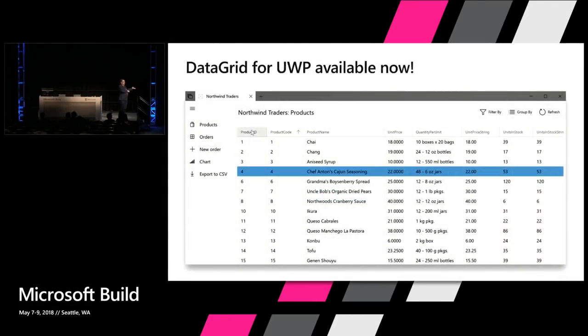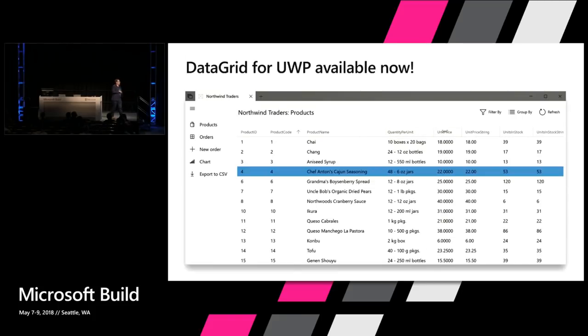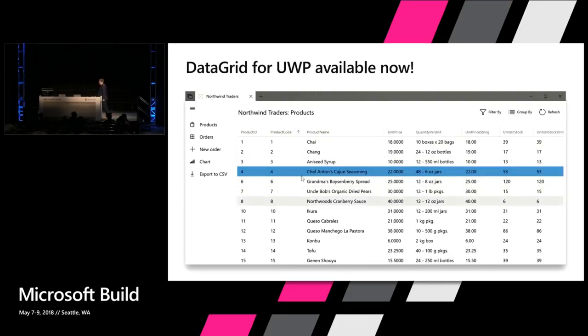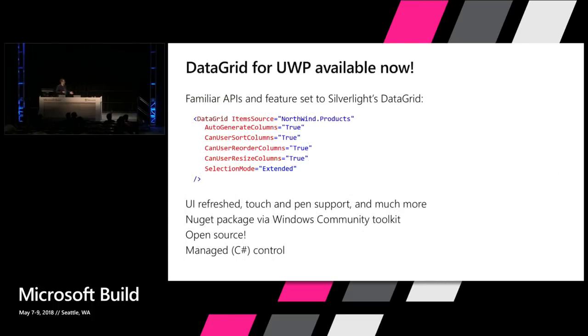And yes, we finally have a DataGrid for UWP available now. It's been a long-standing ask. And it's a really nice implementation with all the features you'd expect: the ability to edit data inline, reorder columns, resize columns, et cetera. And the API to it is very familiar to the Silverlight DataGrid API. So if you've used that before, you'll immediately know how to use this one and be able to easily port code over to it. But the UI has been refreshed. It has touch and pen support and nice panning and all that kind of stuff.